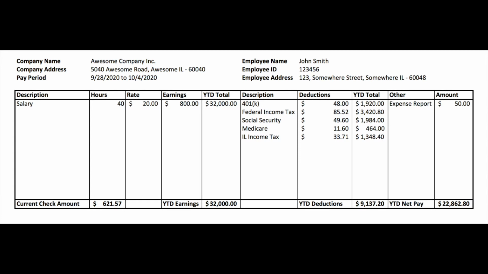Now this sample pay stub is for John Smith working at Awesome Company Inc. Going from left to right, there are many different columns. The first 5 columns are talking about how much money John Smith earned. The next 3 columns are talking about how much deductions John Smith had. And finally, the last 2 columns talk about miscellaneous things such as an expense report.